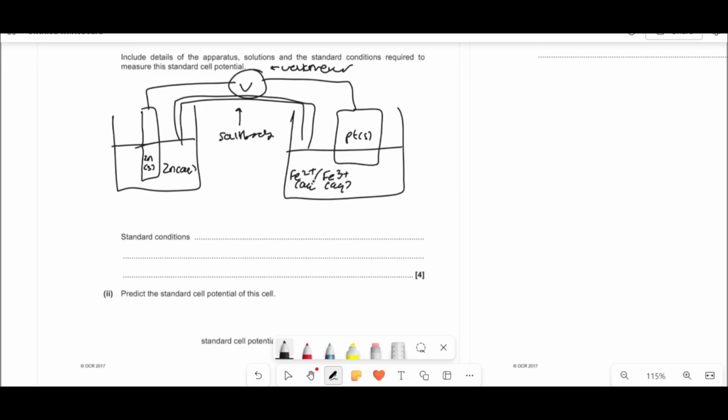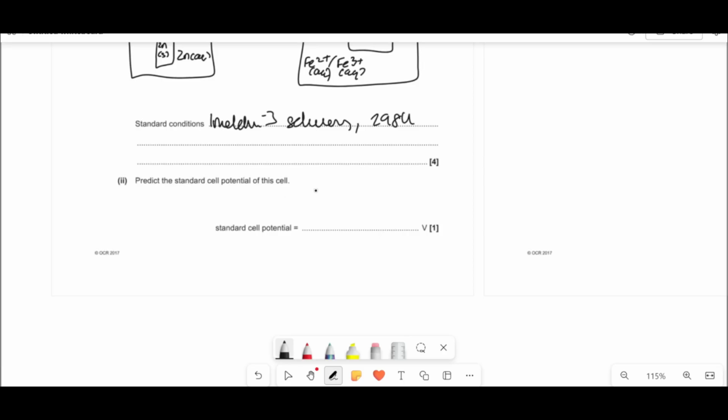There you go. And the salt bridge is there because it keeps the charge moving. If you move electrons through here to there, some other charge has to move around here to balance things out. So the ions within these, like the K+ and the NO3- or whatever it's made of, do that. The electrons do not move through the salt bridge. It's just something that can carry charge. So the standard conditions are that you need to use 1 mol dm-3 solutions, and you need 298 Kelvin. Then it says predict the standard potential of the cell.